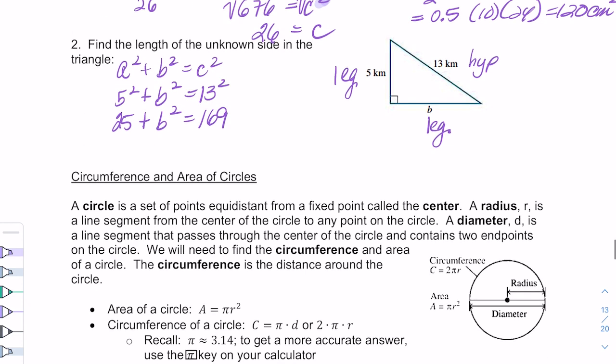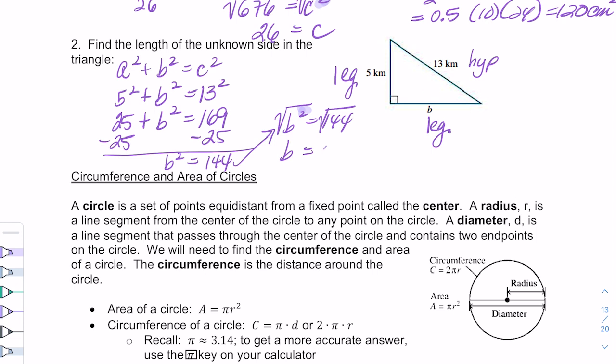Now I need to get the B by itself, so I have to move the 25. And remember, we do inverse operation, so you're going to subtract. So we get B squared equals 169 minus 25 is 144. Okay, I'm going to continue my work right here. So we have B squared equals 144. How do I undo the square? You take the square root. And when you take the square root of 144, you end up with 12. So 12 would be B.